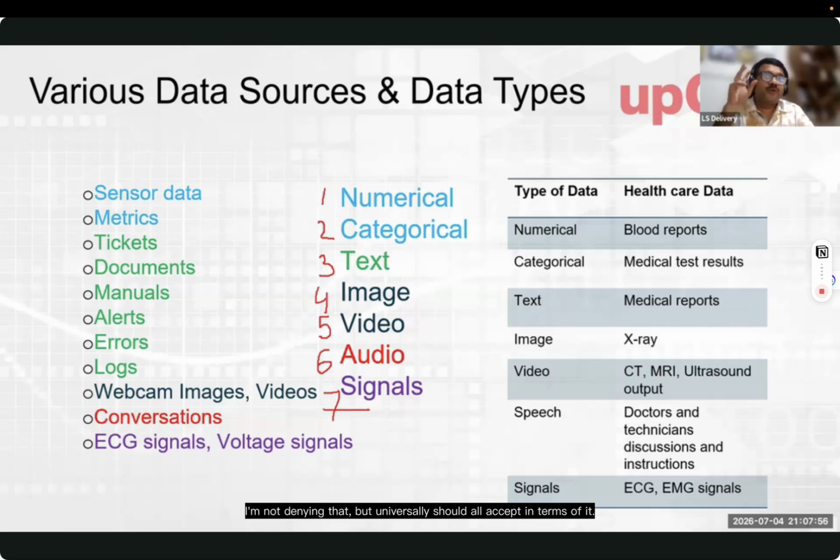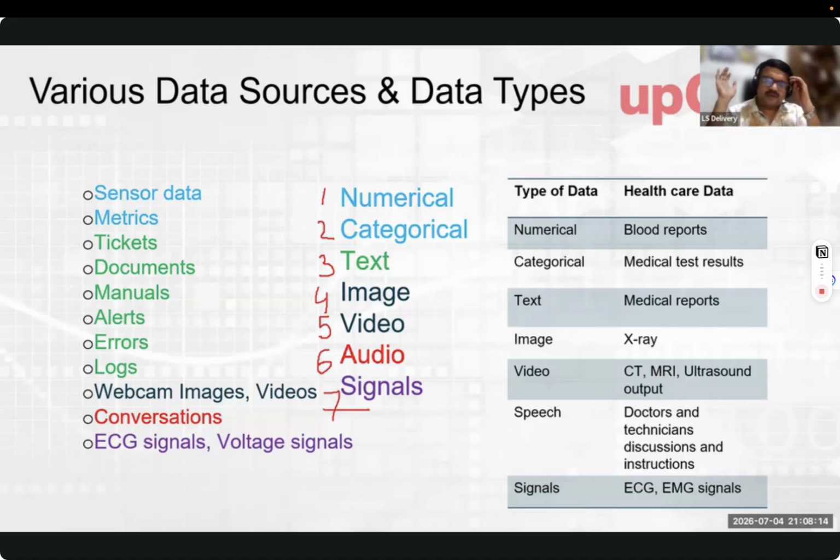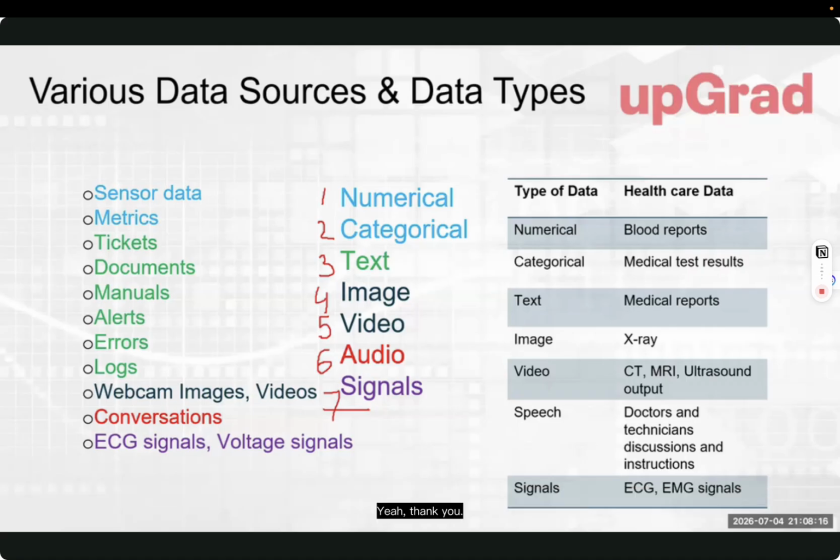But universally, you should all accept that I can use any type of data as long as I convert it into embeddings. I can use any of the methods available, machine learning and deep learning. Efficiency will help us to choose one versus the other. Are we good? Thank you. Yeah, thank you. So that is a very fundamental point.